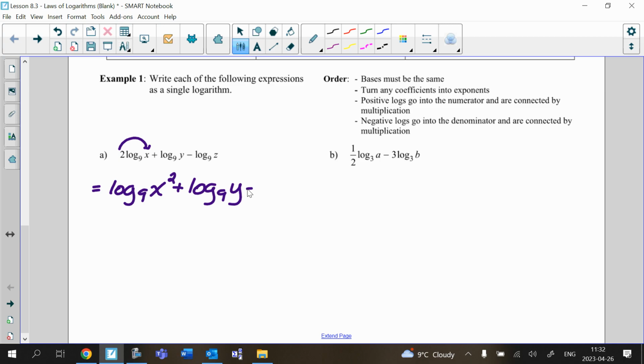Why did I want to get rid of this 2 in front? Because now I can use my other log laws to combine. When I add 2 logs with the same base, that's the same as multiplying. When I subtract a log, that's the same as dividing. So I'm going to multiply these 2 and divide this. I'm going to make a single log base 9, multiply the x squared times y, but divide the z.